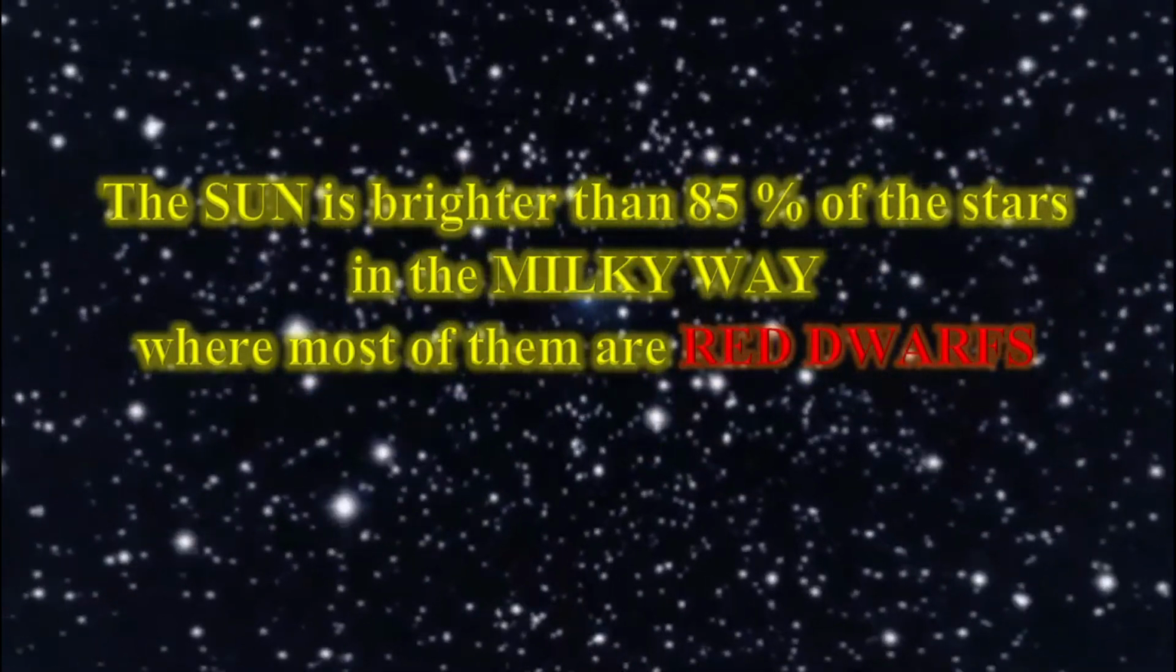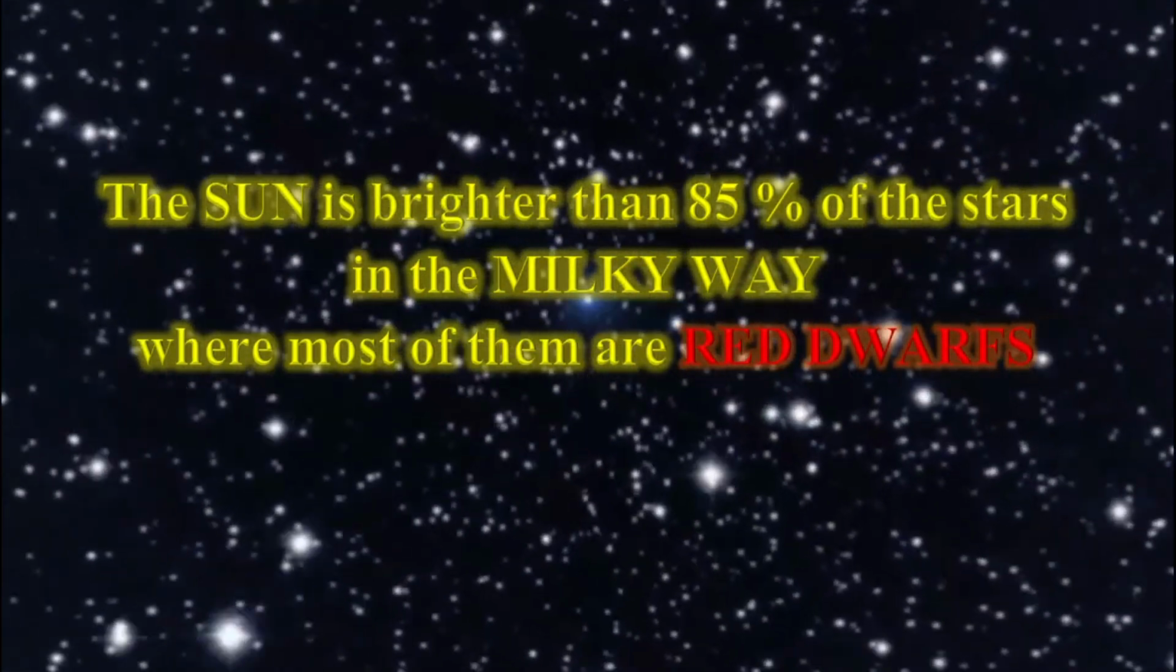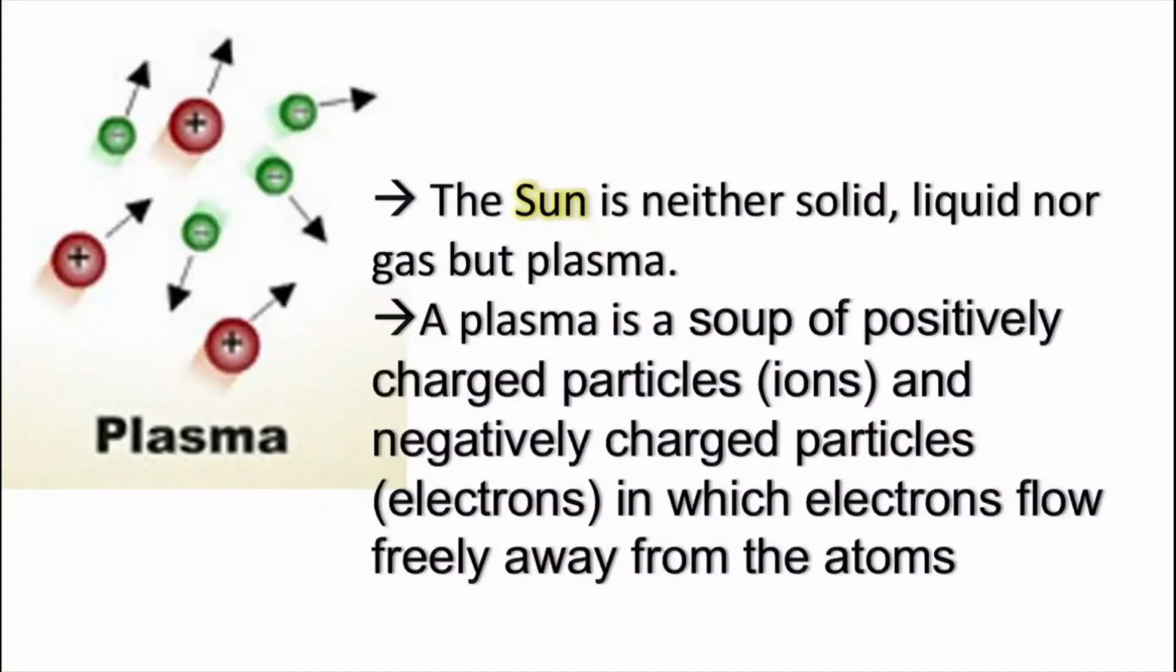which are red dwarfs. The Sun is neither solid, liquid, nor gas, but plasma. A plasma is a soup of positively charged particles called ions and negatively charged particles called electrons, in which electrons flow freely away from the atoms.